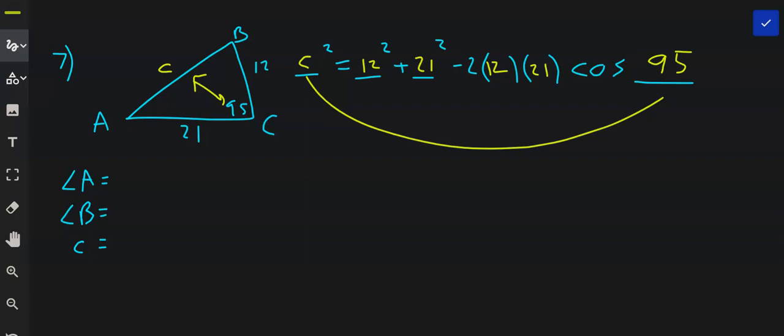So, now what? We're just going to plug and play. Yes, we're going to type all that in. Right? 12 squared plus 21 squared times 2 times 12 times 21 cosine 95. Whammo.